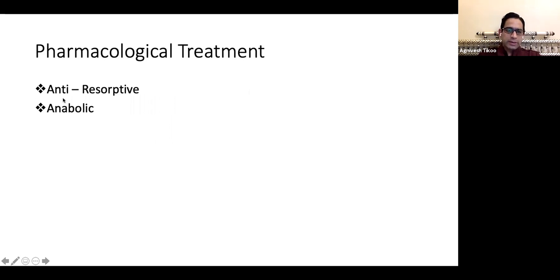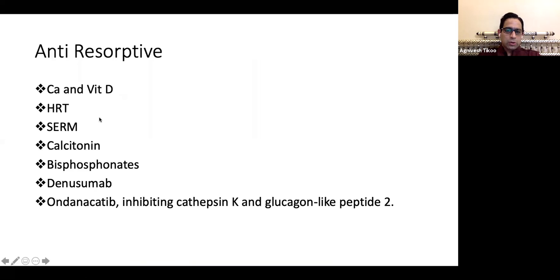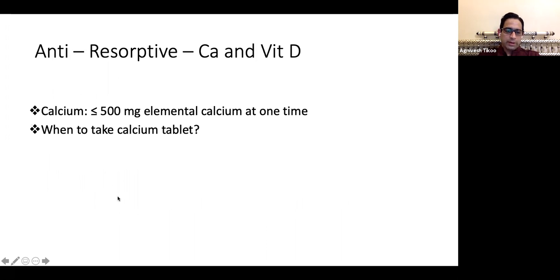So as we were discussing before, the pharmacological treatment is of two types. One is anti-resorptive and one is anabolic, the one which plugs the loss and the one which fills up the tank. So anti-resorptives are mainly calcium and vitamin D and other hormonal replacement therapy, selective estrogen receptor modulators, calcitonin, bisphosphonate, denosumab, and the new drugs which are now coming into the market. Calcium and vitamin D are not totally anti-resorptives, but at least if they are normal, they will prevent severe bone loss.